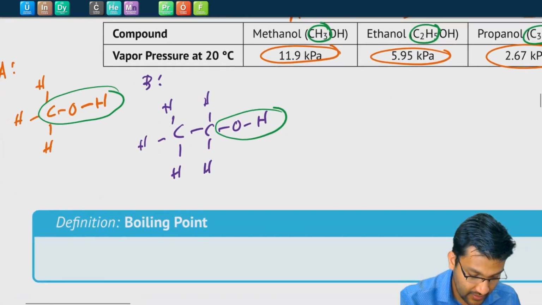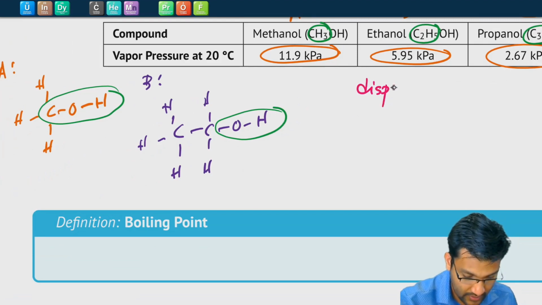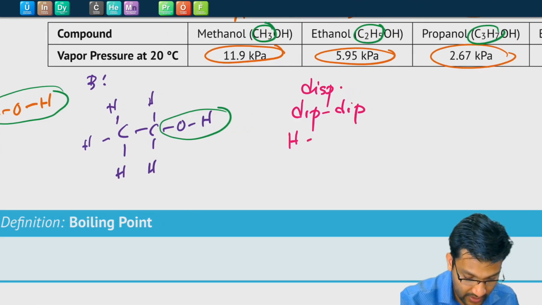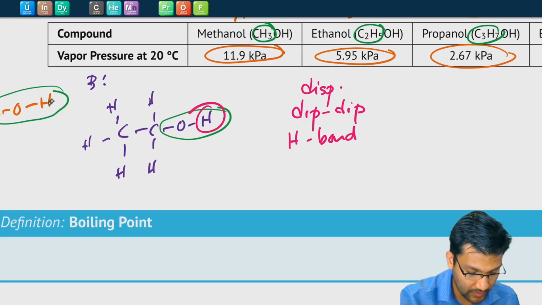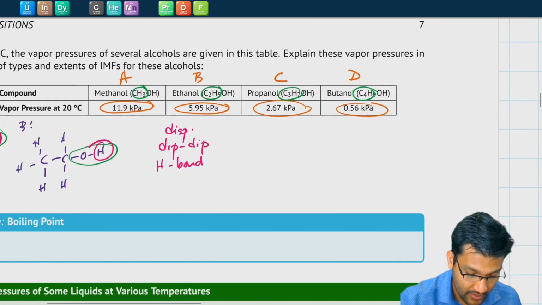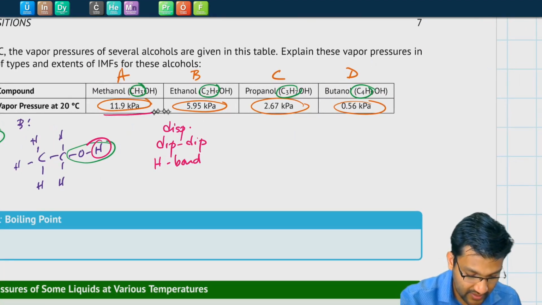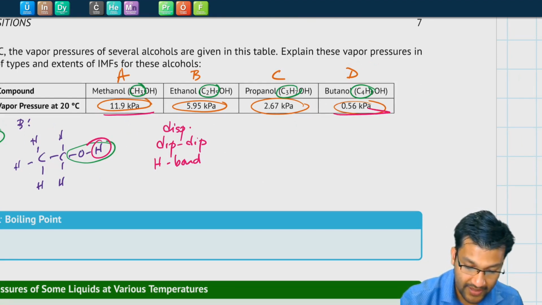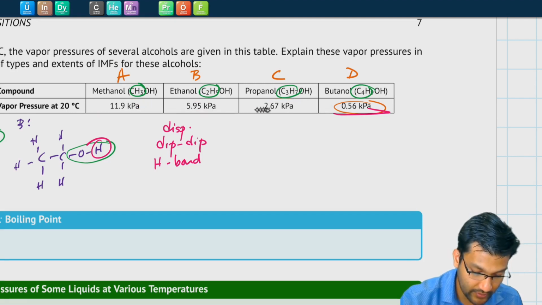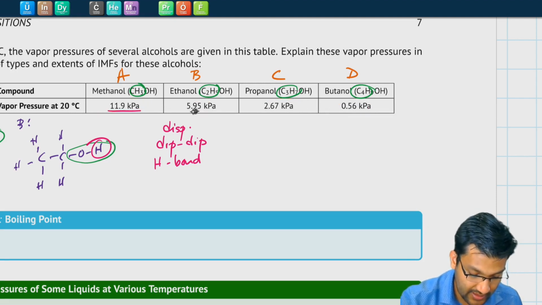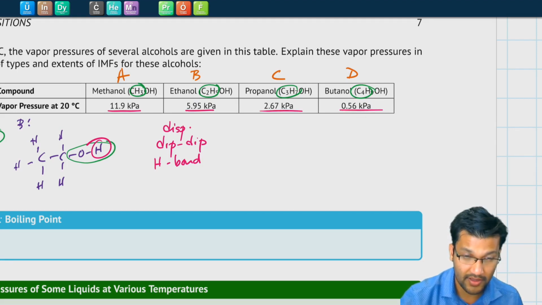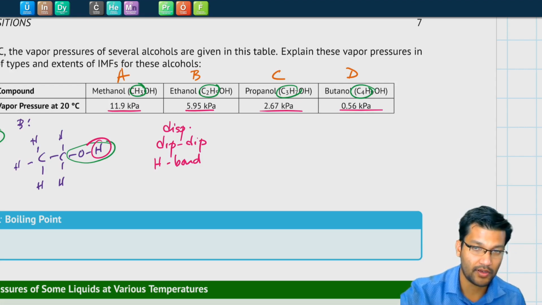So based off of this, it looks like they should all have dispersion. They should all have dipole-dipole interactions because of the oxygen. And they should all have hydrogen bonding, with 1 hydrogen available for hydrogen bonding. However, in A the dispersion is weak because it's a smaller molecule, and in D the dispersion is strong because it's a larger molecule. And so it makes sense that as you go down this table, the dispersion gets stronger and stronger, and therefore the intermolecular forces get stronger and stronger. Therefore, the vapor pressure gets lower and lower because fewer and fewer molecules would have enough energy to escape.